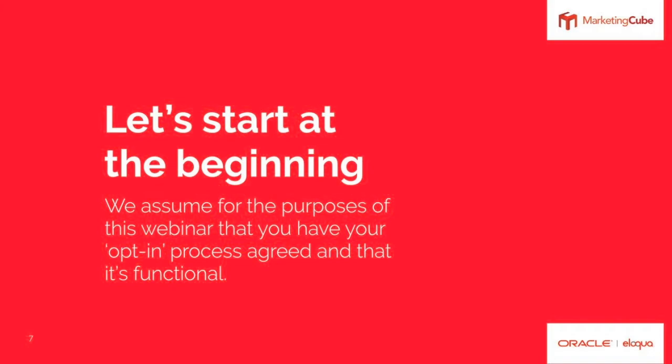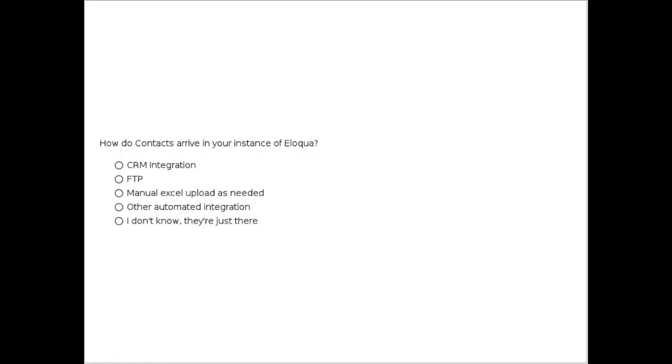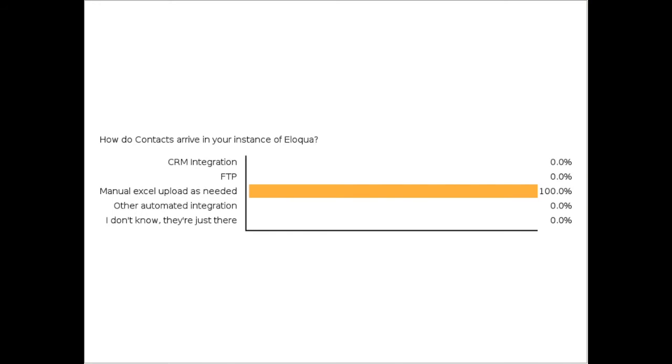But to help me understand how you're currently getting contacts into Eloqua, could I ask you to respond to this question on screen and just give me an idea as to how today you're getting contacts into your instances of Eloqua. So this is the audience participation component.